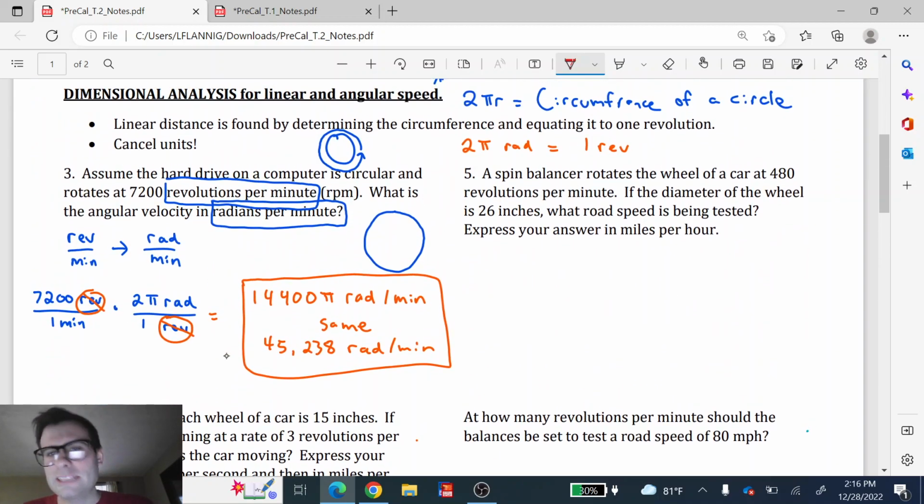Our next question says, a spinner balancer rotates a wheel of a car at 480 revolutions per minute. That's really good to know. If the diameter of the wheel is 26 inches, what is the road speed that's being tested? And express our answer in miles per hour.